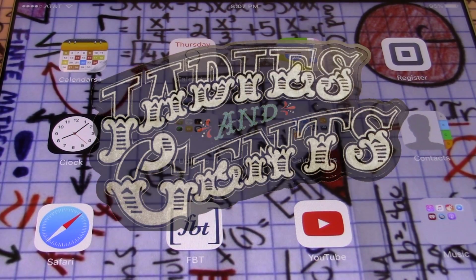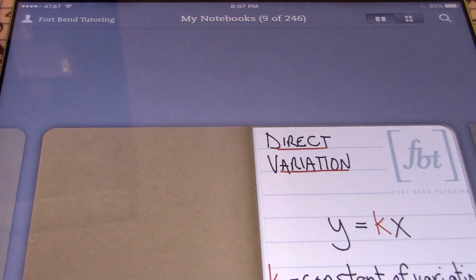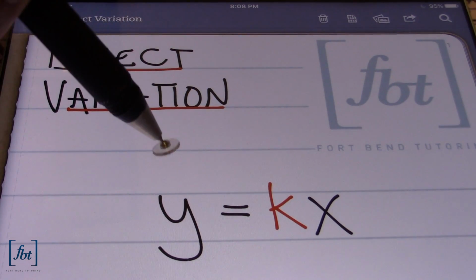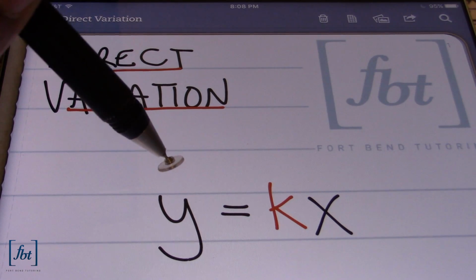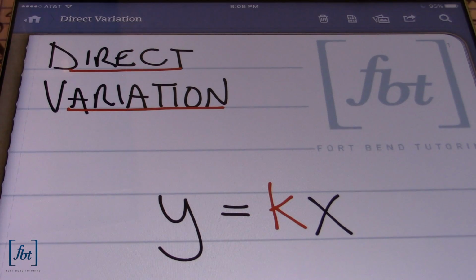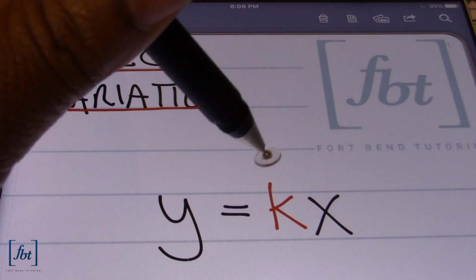This is Mr. Whit with Fort Bend Tutoring, and today's tutorial is going to be about direct variation. That's right. Solving direct variation problems. And you'll see the direct variation problem set up just like this. It'll have the format of y equals k times x. And this format is usually read as y varies directly as x.